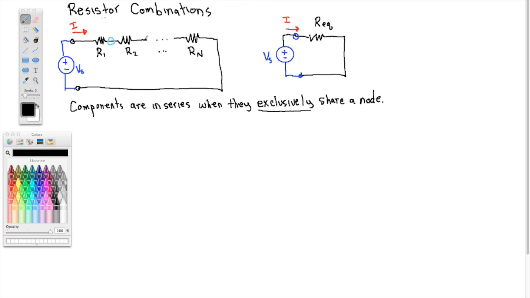I use the ellipses here to show that all of these n resistors are in series with one another. And those resistors are in series with the voltage source because there's this node here that R1 shares with Vs exclusively. So this is one big series circuit, and we want to know what is the equivalent resistance here.